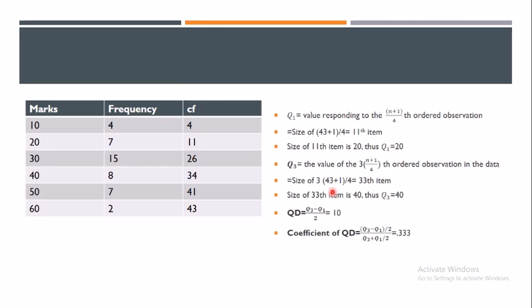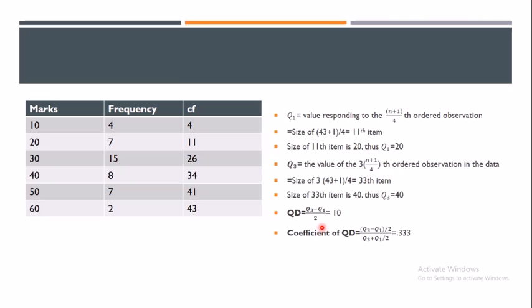Substitute the value of 43 in this formula, you will get the 33rd item. Now what is your 33rd item? It is somewhere close to 34, right? So corresponding to 34, what do you have over there? 40. So write down 40. So that is your Q3.